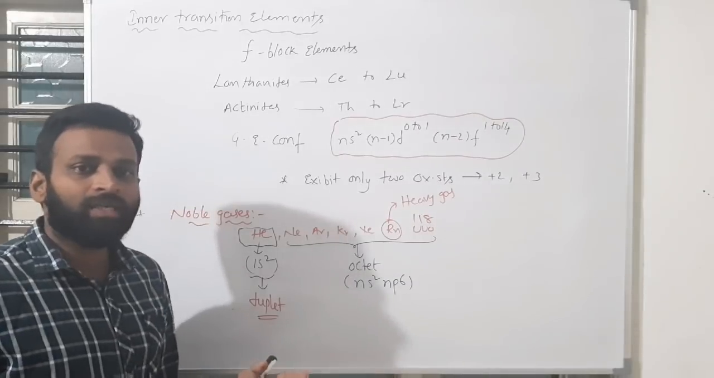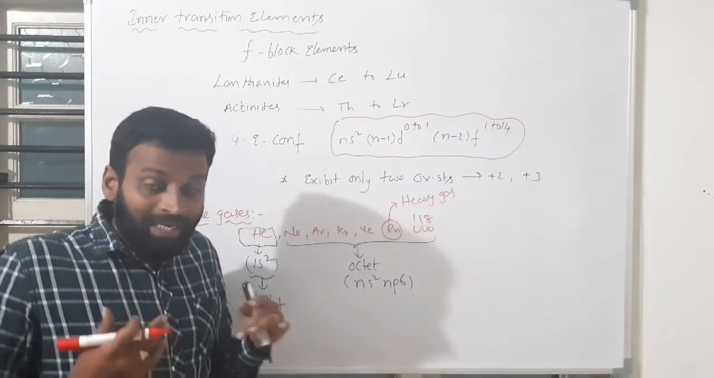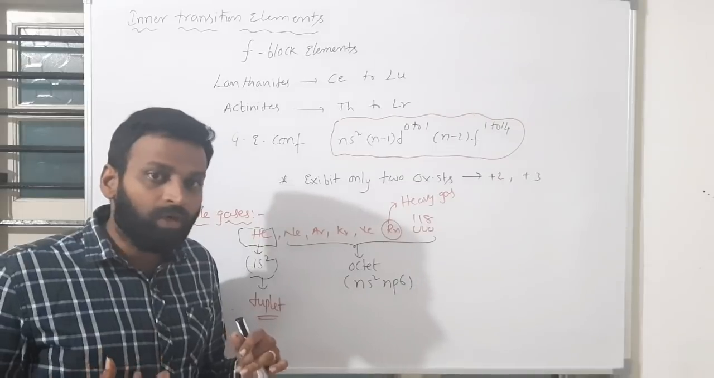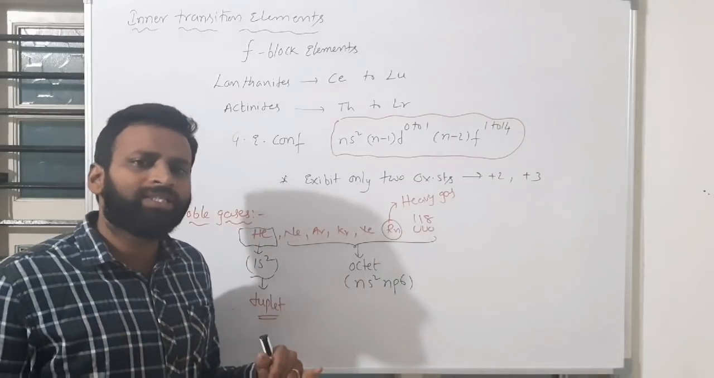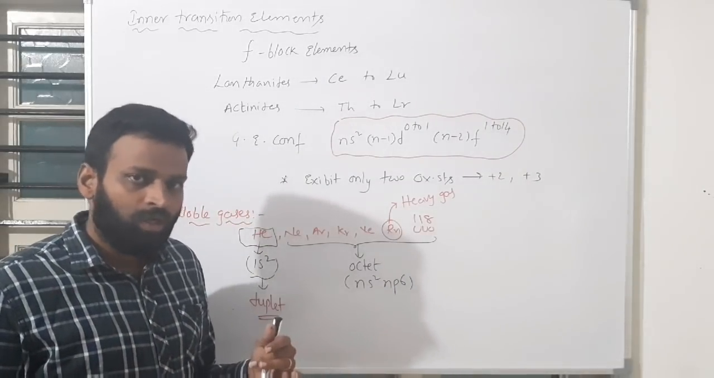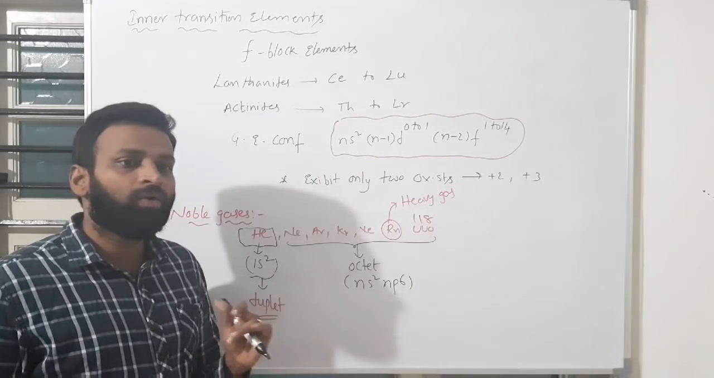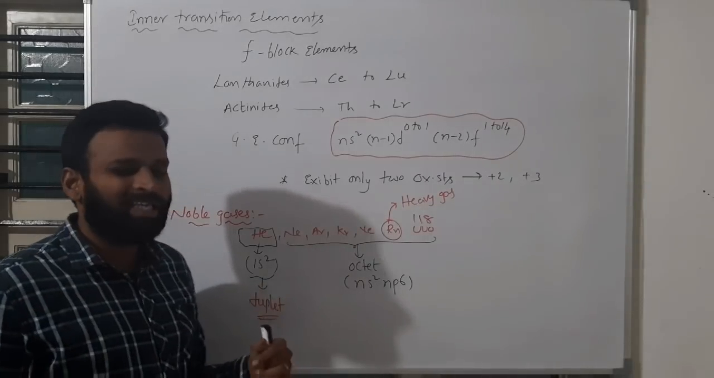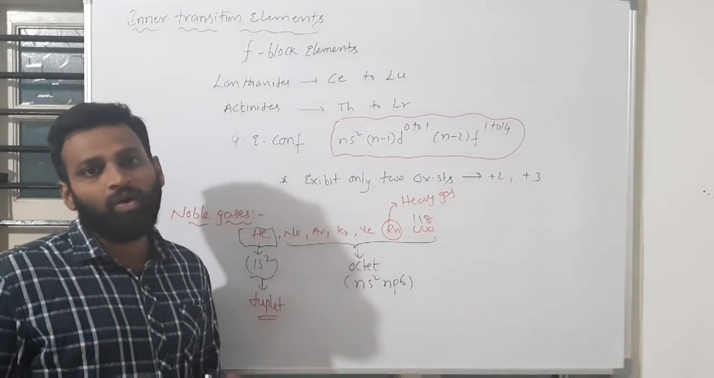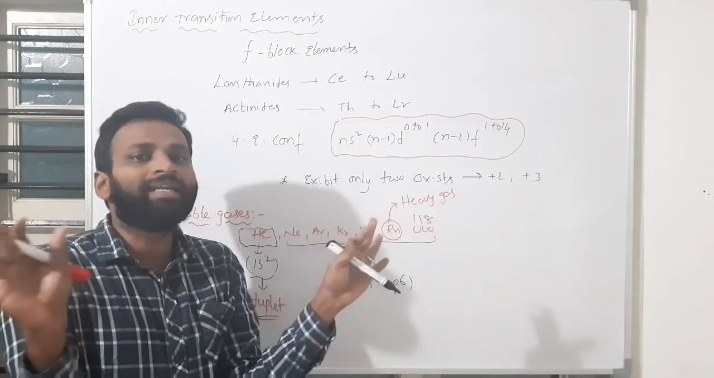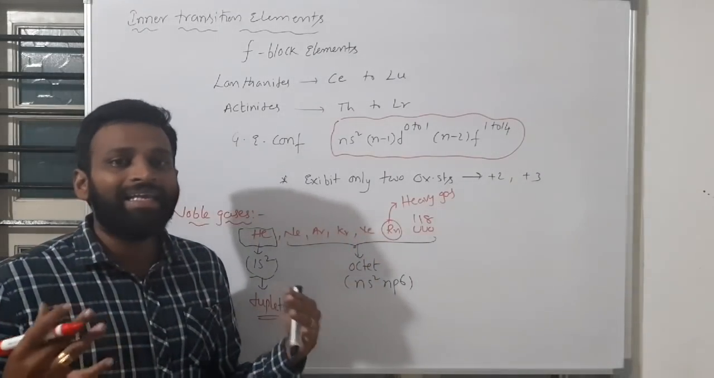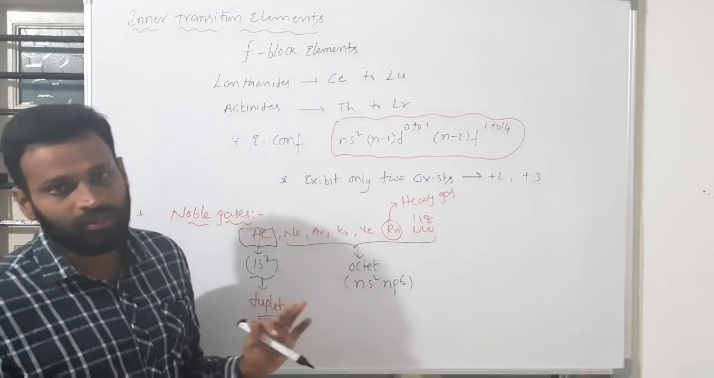So why are atoms undergoing chemical reactions? To get stability. These are already stable, then why would they have to undergo chemical reactions? So they won't undergo any chemical reactions. These are called chemically inert. Inert means unreactive. Highly stable elements, all these things.